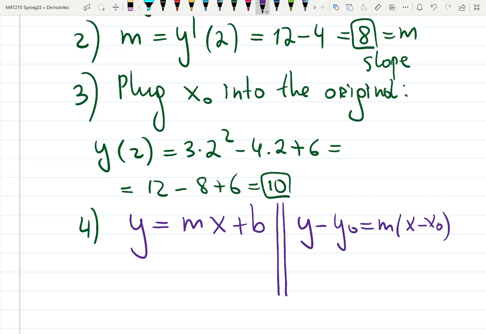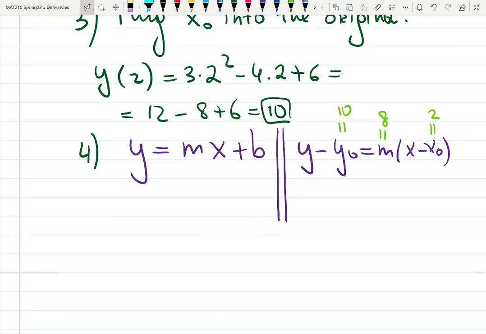For the second formula, everything is given. You just need to plug in. m, we found, is 8. x sub 0 was given, 2. y sub 0, we found it. It's 10. So, technically speaking, you can just plug it in. But you guys like it with b, so I will do it with b for you. y is 10 equals m, which is 8, times x, which is 2, plus b. Your b is 10 minus 16.